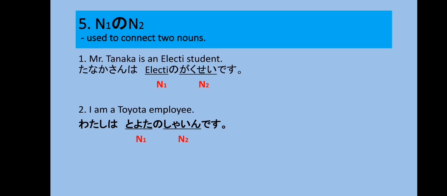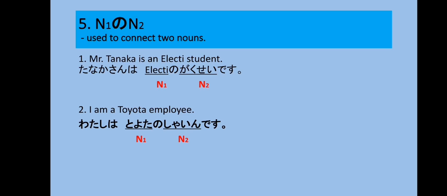Let's change electi into another school. For example, let's try Ateneo. Just to make this easier to comprehend. So, Kimura. Let's use Kimura as our point person. So, Kimura-san wa Ateneo no gakusei desu. So, Mr. Kimura is a student of Ateneo.